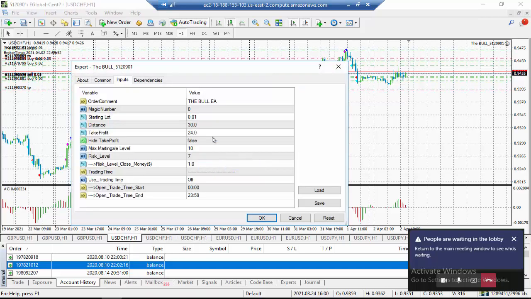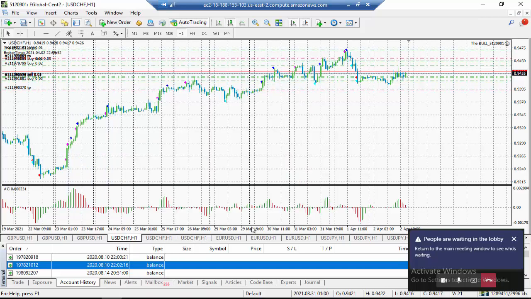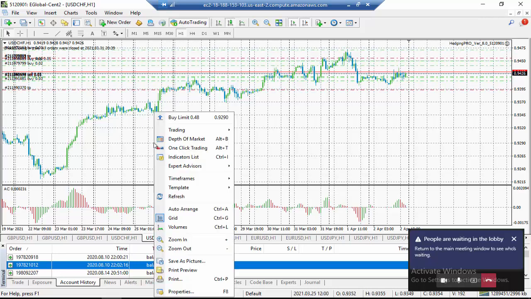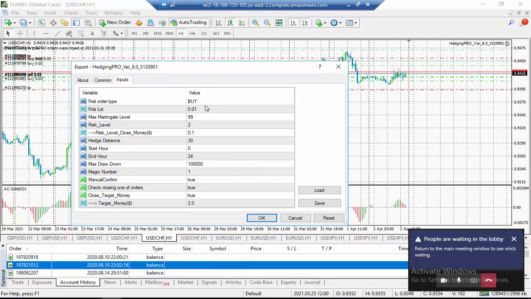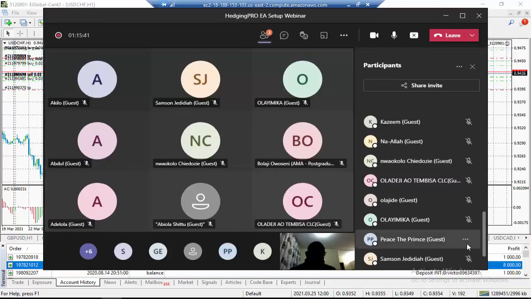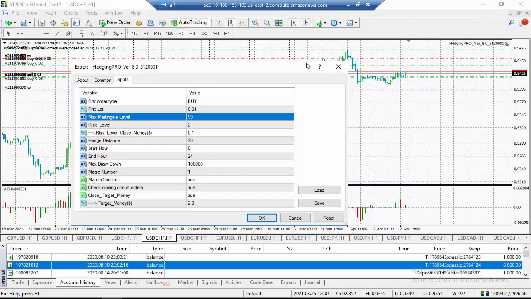Sorry, this is a buy. Let me come to the second chart. Okay, yeah, you can see it's the same settings. Now this one, you can see the martingale level here is 99. I will advise every one of us not to use 99. This is a big risk, because the software will keep on exposing more lot size, which we don't want. So let us not do that.